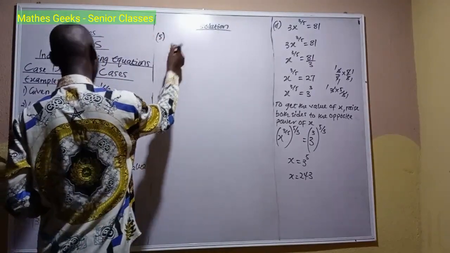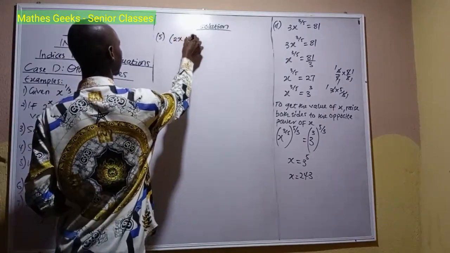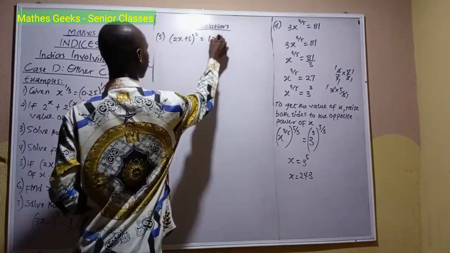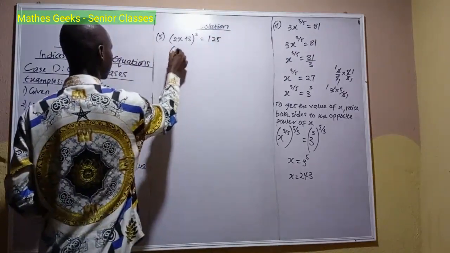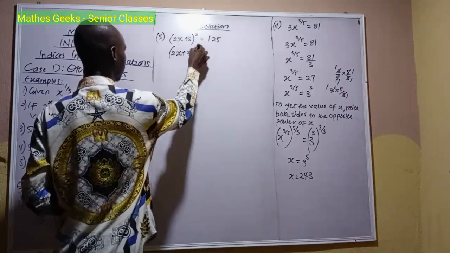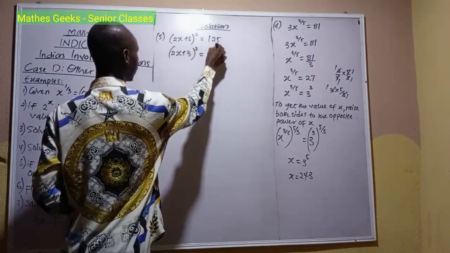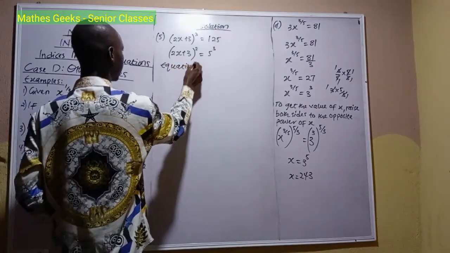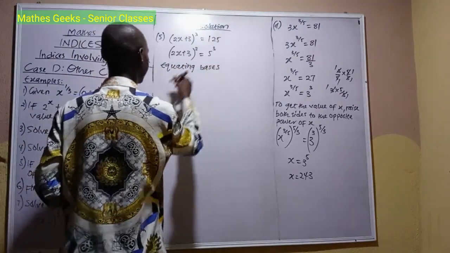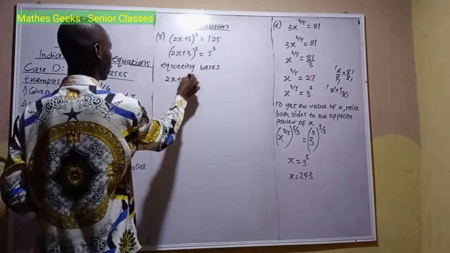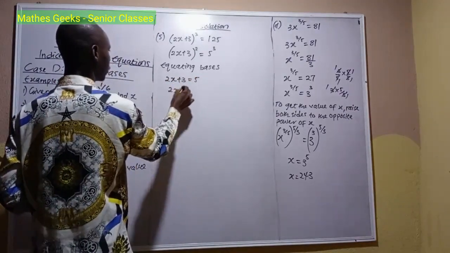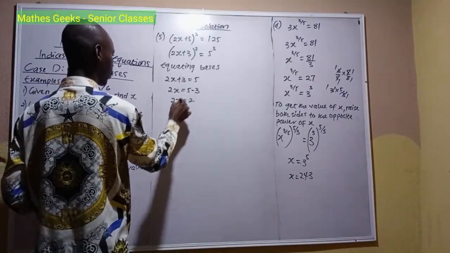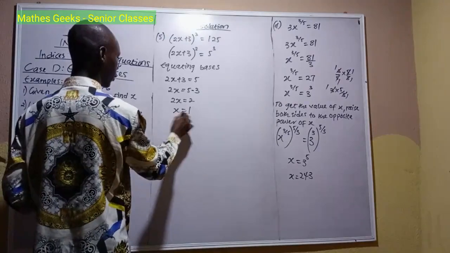And 5. 2x plus 3 raised to the power 2 is equal to 125. 2x plus 3 raised to 2 is equal to 5 raised to the power 3. Since the powers are the same, equating bases, we have 2x plus 3 is equal to 5. 2x equal to 5 minus 3. 2x equal to 2. And x is equal to 1.